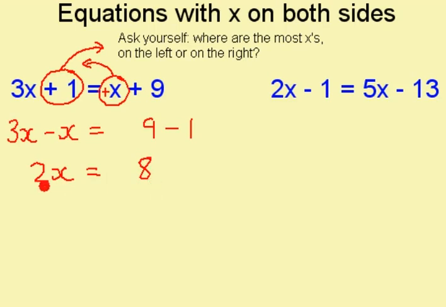This looks like the sort of question I'm now really good at. It's an escalator question. The 2 is going to go down the escalator. So I've got x equals 8 over 2, which is 4.